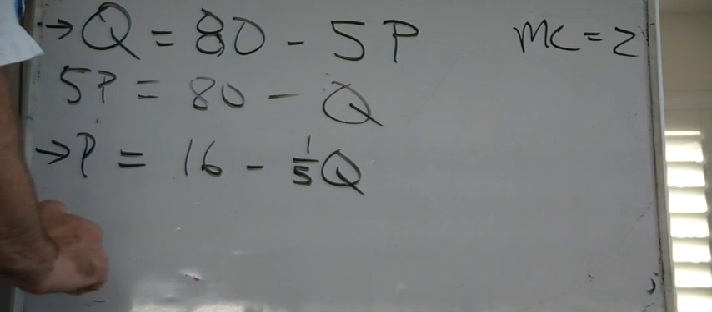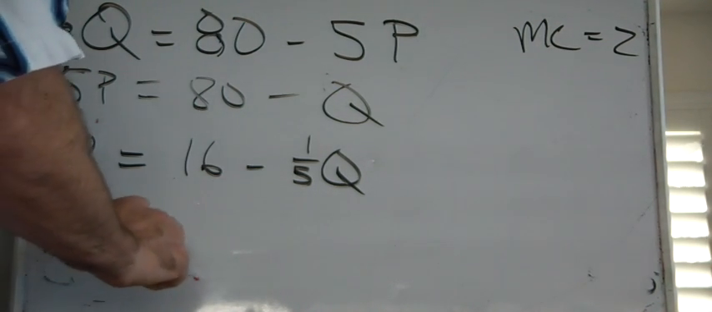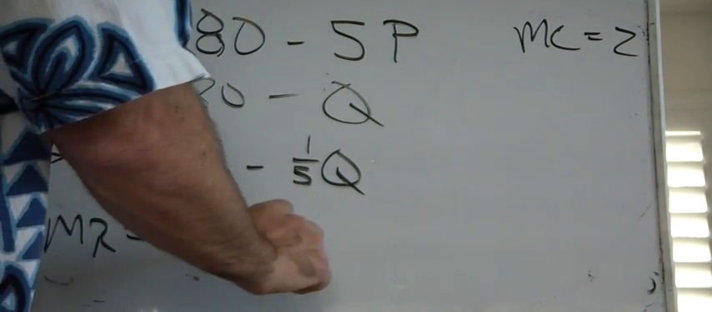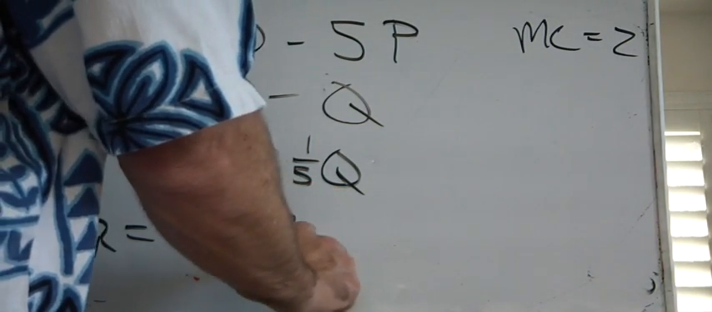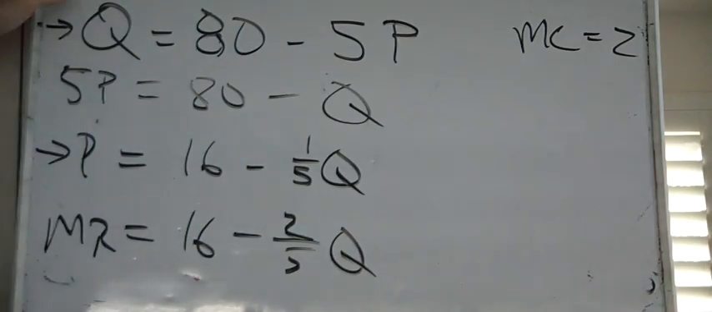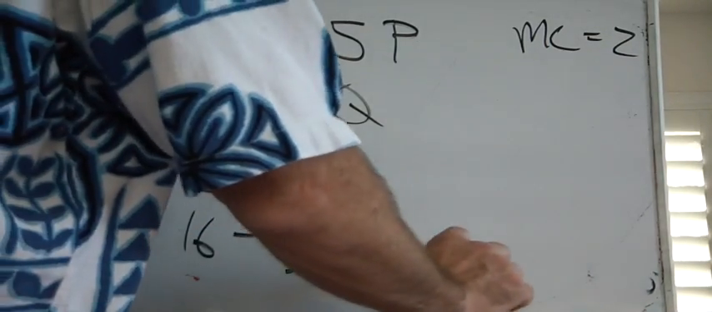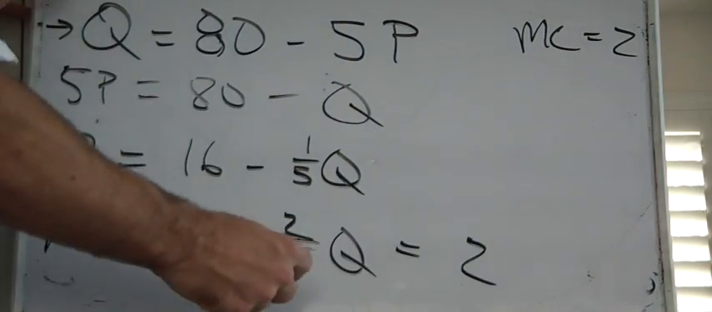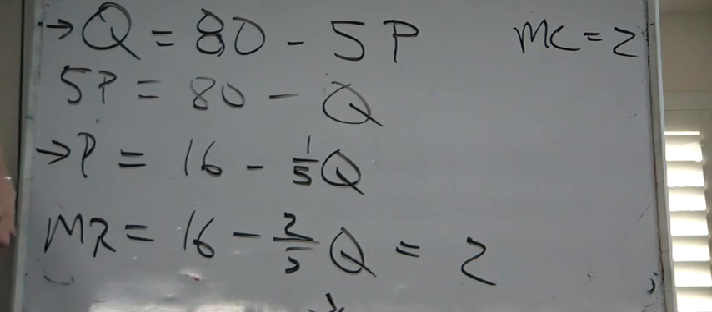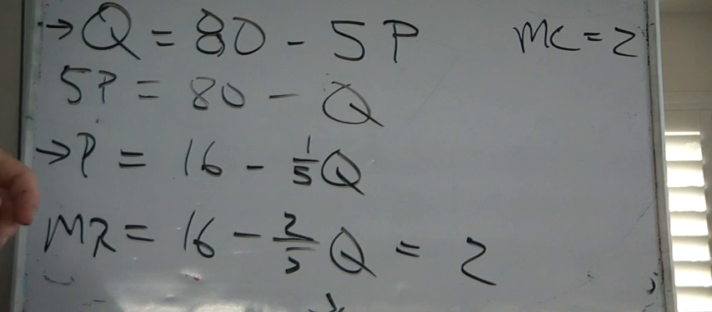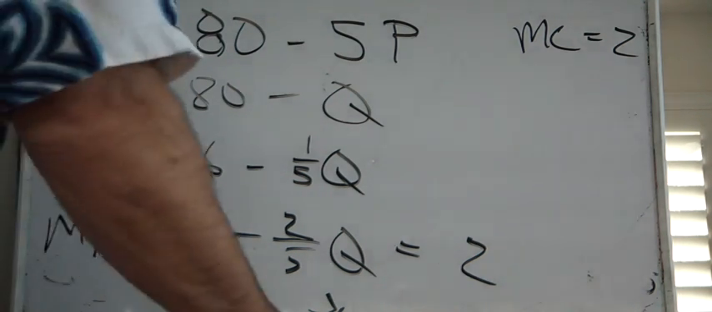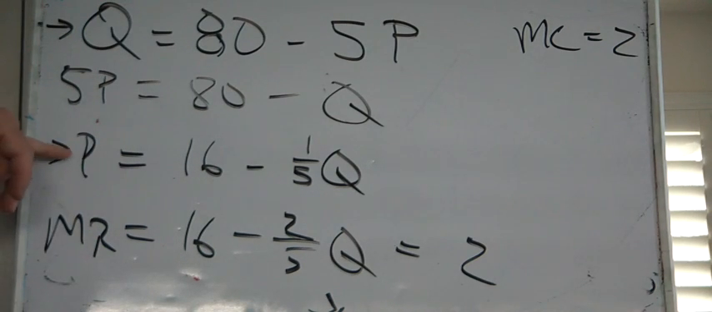The marginal revenue is equal to 16 minus, if this is 1/5, here's the trick, 2/5 Q. And then I set that equal to marginal cost, and you can then just solve it for Q. I trust you can do it. How did I get this trick from price to marginal revenue?